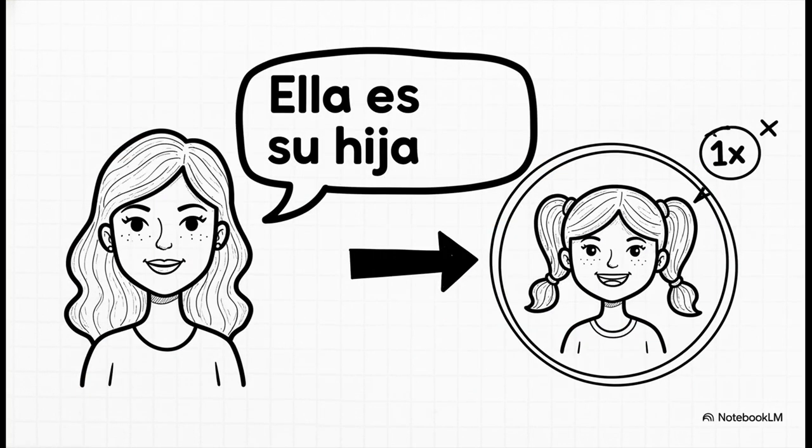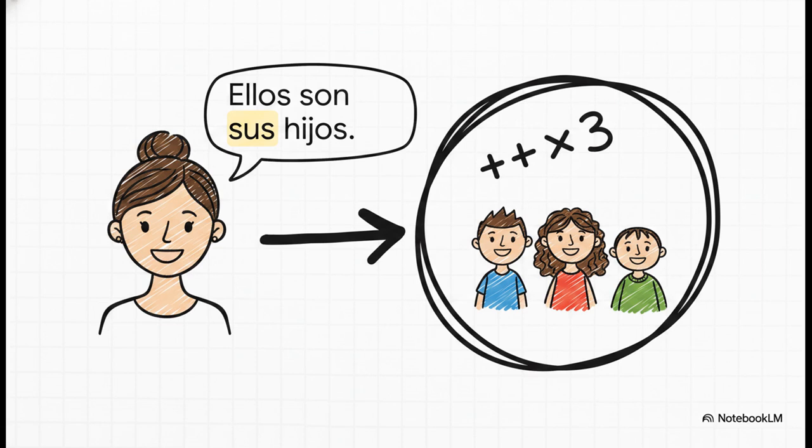Okay, let's try it again, this time with Ana. Let's say we're talking about Ana, the mother, and her daughter, Sofia. Sofia is one person, one hija. So we say, ella es su hija. She is her daughter. Su is singular because hija is singular. So what happens when we talk about all 3 of Ana's children? Well, now we're talking about a plural group, hijos. So we have to say, ellos son sus hijos. They are her children. We use sus with that s at the end because hijos is plural. Are you seeing the pattern? It's always about the thing being possessed.